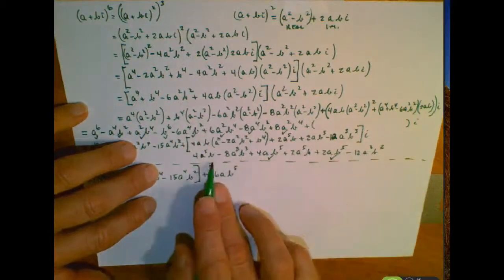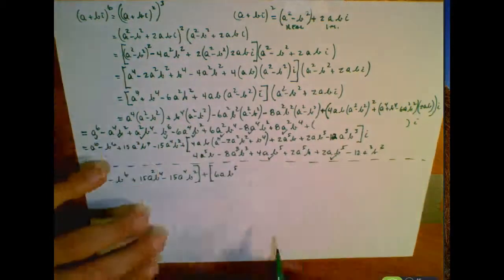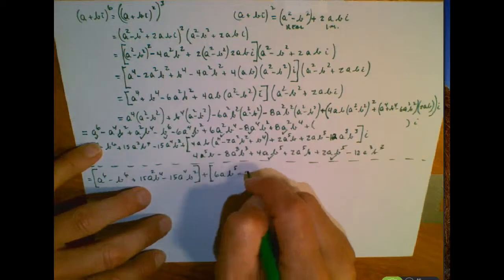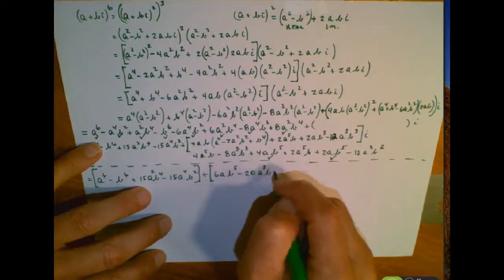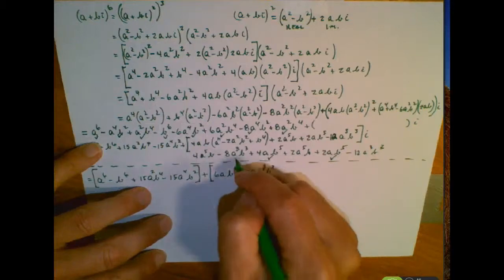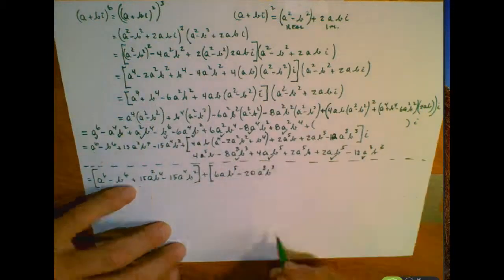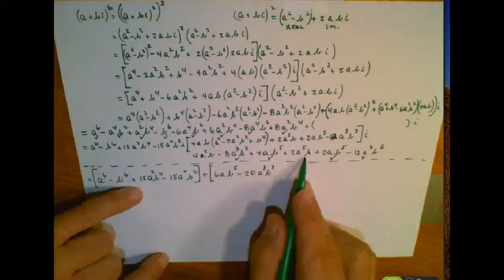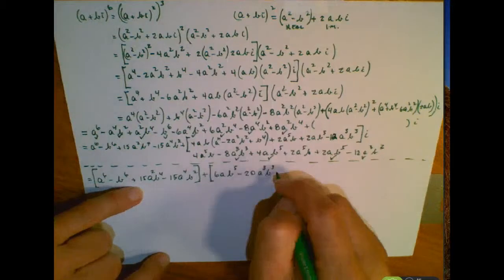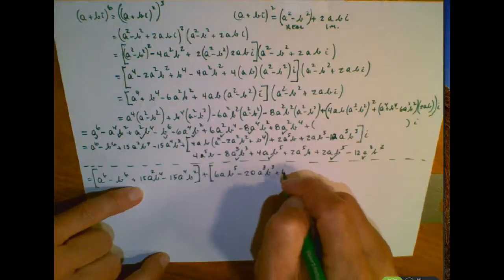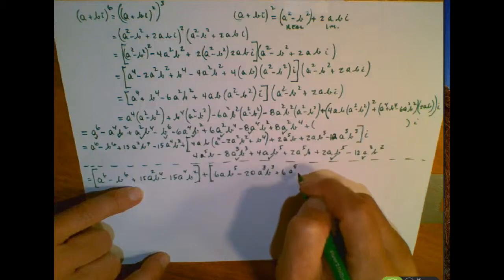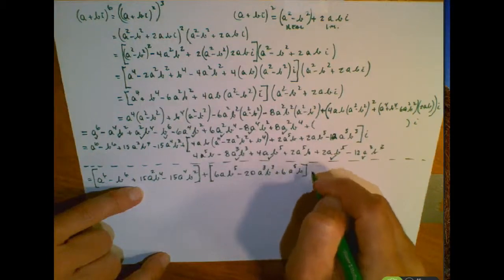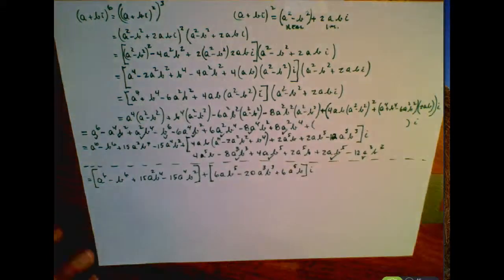Next ones are going to be the cubes. I've got a negative 8 and a negative 12, minus 20a cubed b cubed. There's that one and that one. And finally, the last ones left are 6 plus 6, so plus 6a to the fifth b times i. And there we have it.